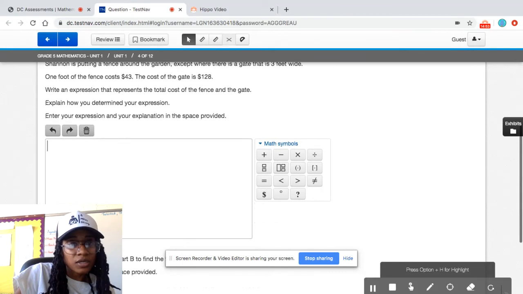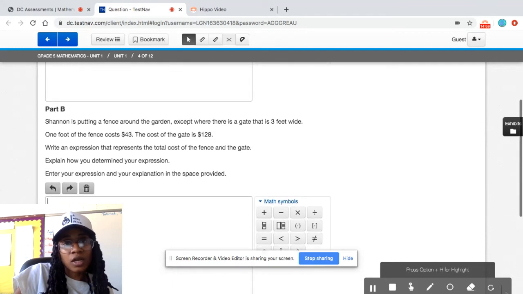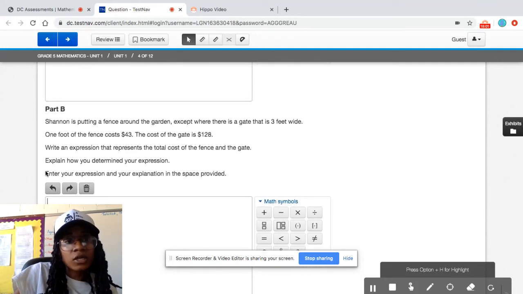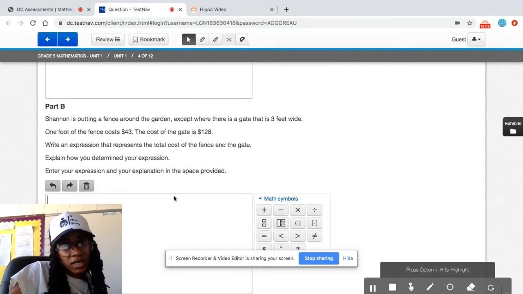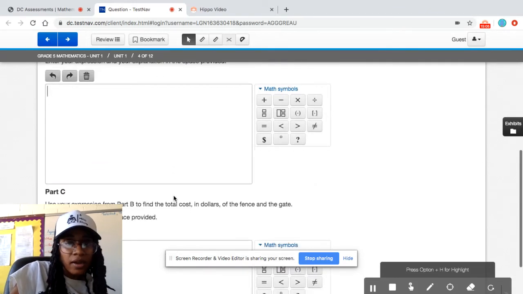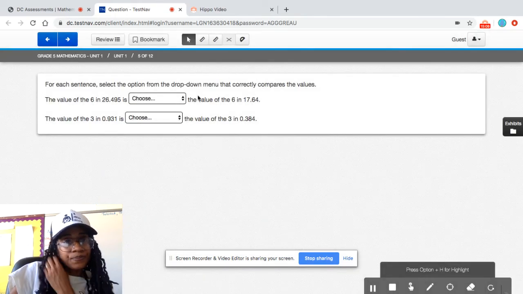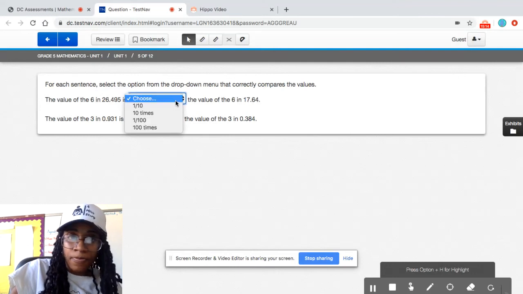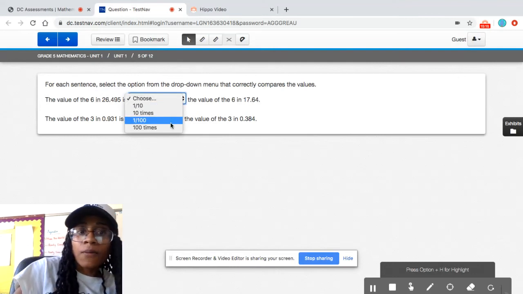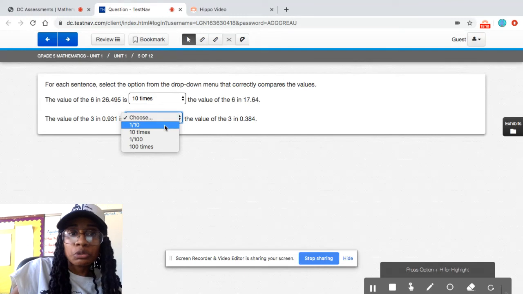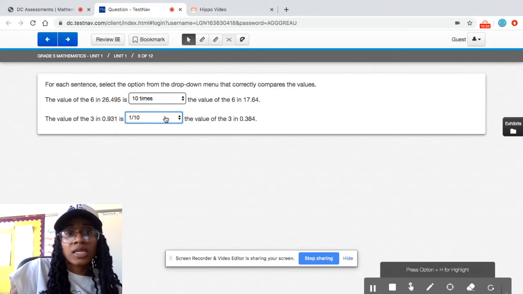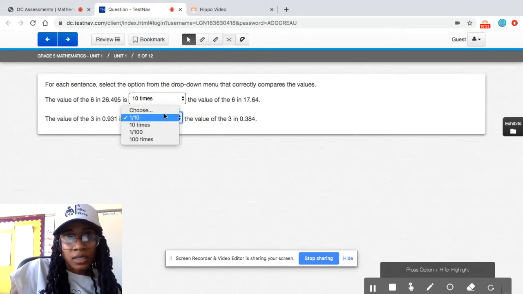So, scholars must understand that if they only enter the expression, they're losing some points. If they only enter an explanation, they are losing some points. Scholars must learn to answer the question in its entirety so they are getting the maximum number of points for each question. Okay, so now we have a drop-down problem where we have a drop-down menu and scholars must choose what they think is right.